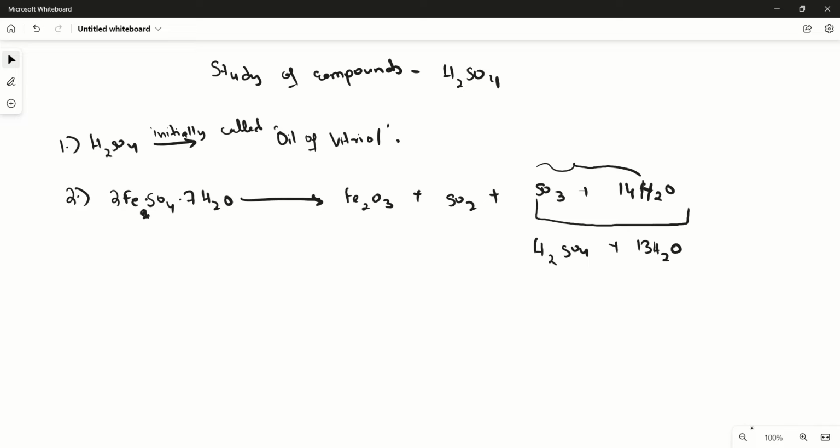Okay, but write this in your exam. Or you can write this too. Write this whole equation and write this. So it's 2FeSO4.7H2O on distillation gives Fe2O3 plus SO2 plus SO3 plus 14H2O. And then you can write this part, which is H2SO4 plus 13H2O. This is a super important equation.